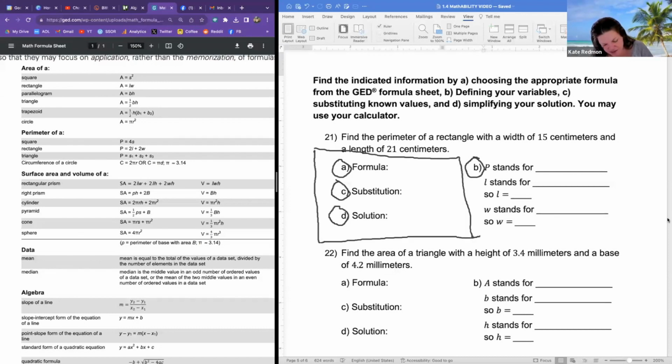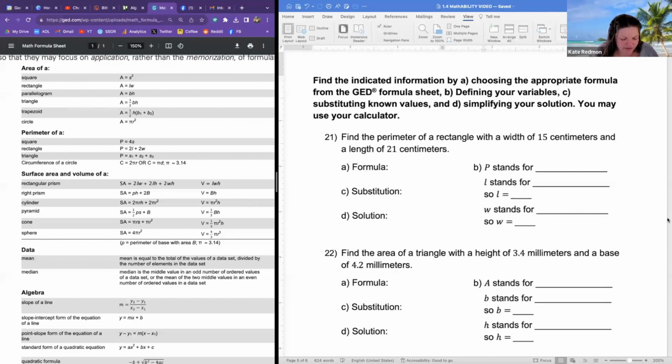But here's the exercise we're going to do to help our understanding. So directions say find the perimeter. I'm looking for perimeter of a rectangle with a width of 15 centimeters and a length of 21 centimeters. Let's go first find the formula.